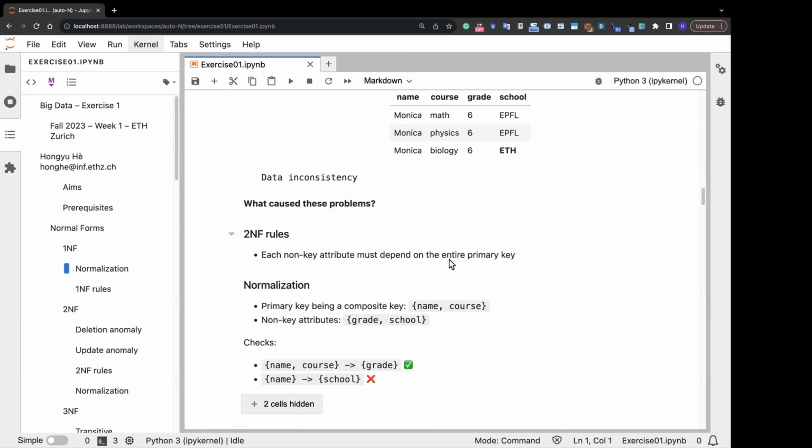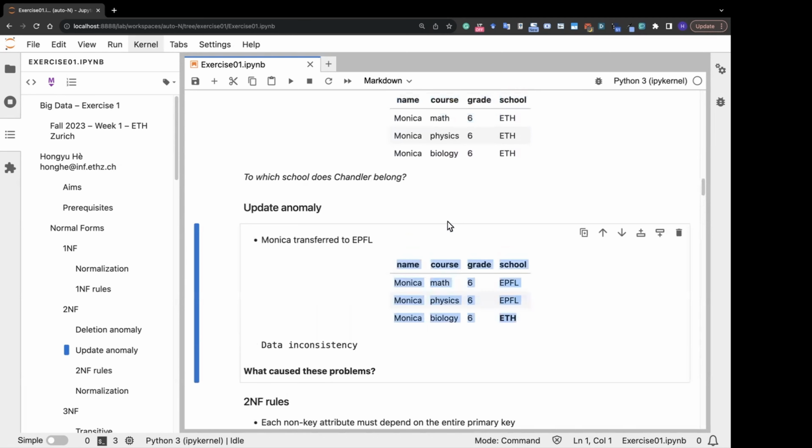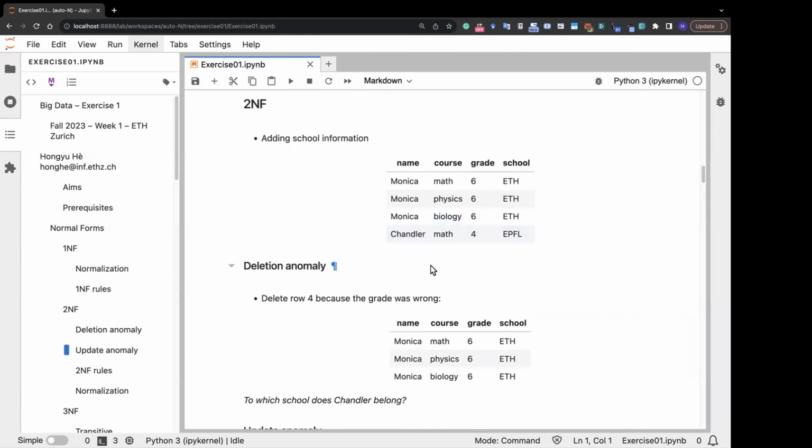Yeah, so the question is more like, is there a mistake in the table? Because it shows ETH, EPFL, EPFL. Oh, yeah. This is the example for the two anomalies: the update anomaly and the deletion anomaly. But this is the table we're addressing here. For this table, we have a composite key, which is name and course. And ideally every single non-key attribute should depend on the whole key, the entire key. Yeah, that's the idea.